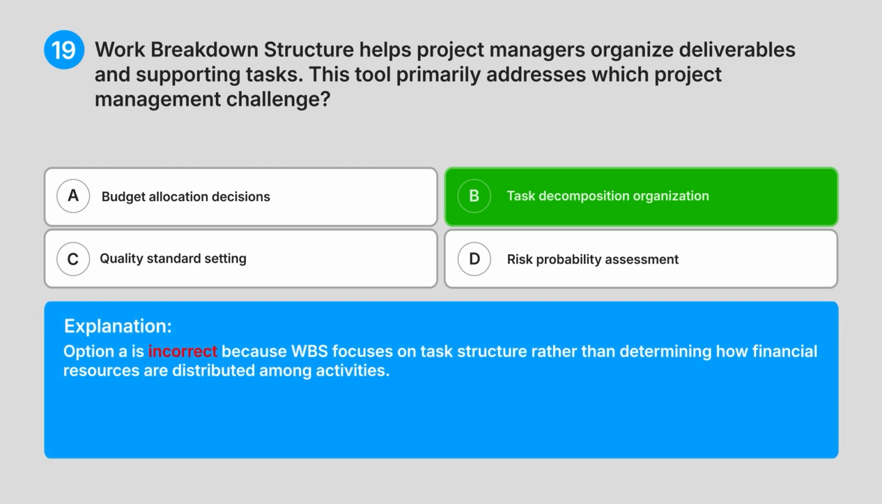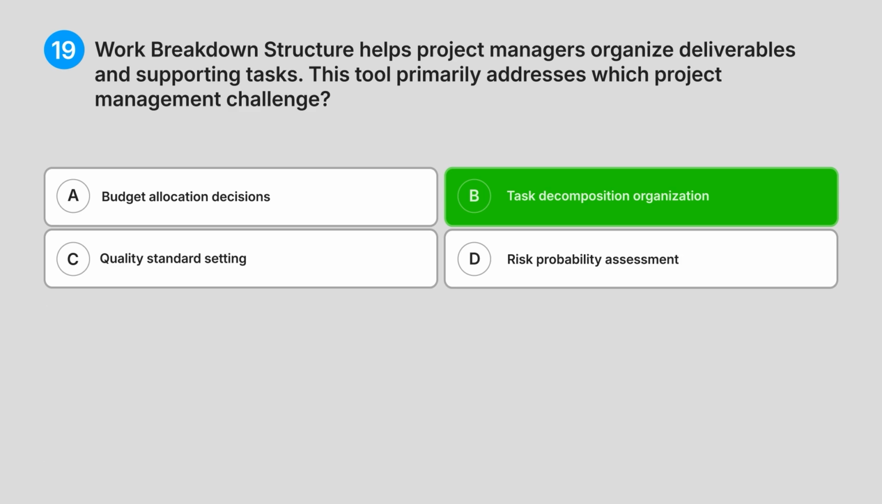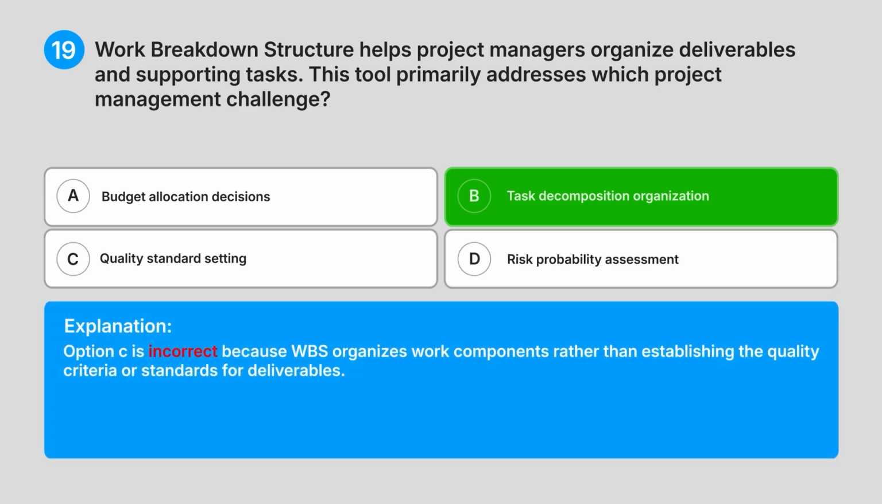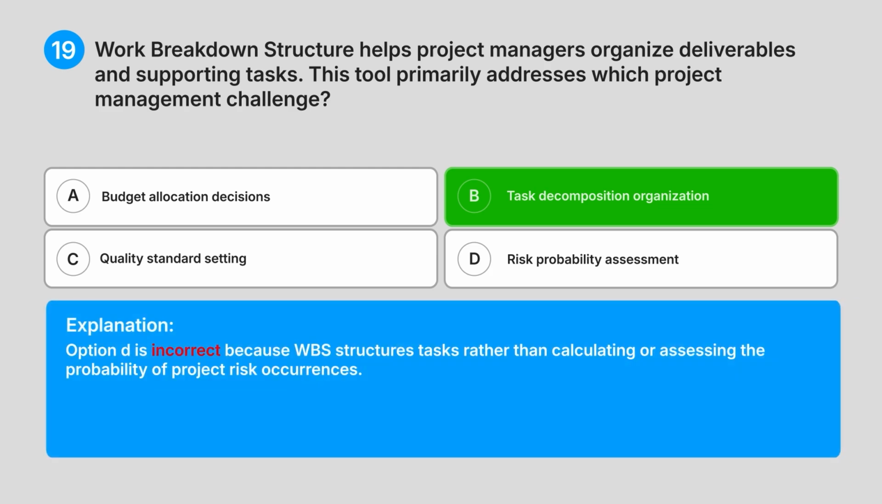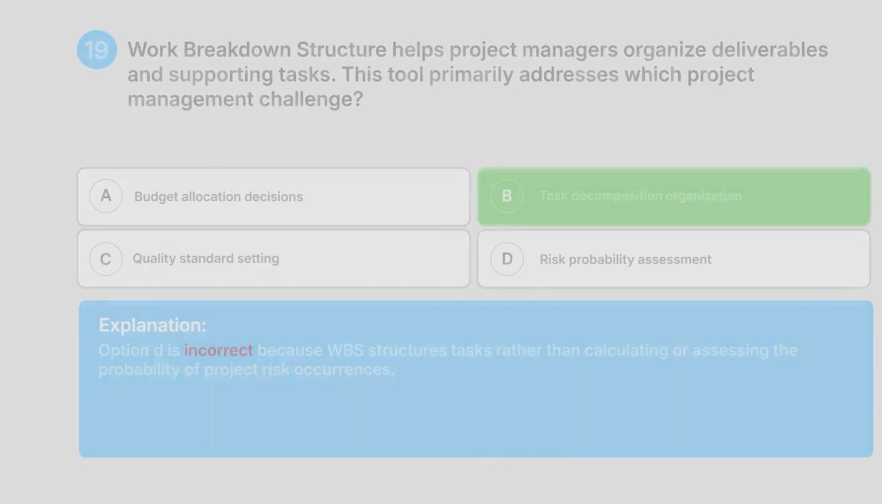Option A is incorrect because WBS focuses on task structure rather than determining how financial resources are distributed among activities. Option C is incorrect because WBS organises work components rather than establishing the quality criteria or standards for deliverables. Option D is incorrect because WBS structures tasks rather than calculating or assessing the probability of project risk occurrences.